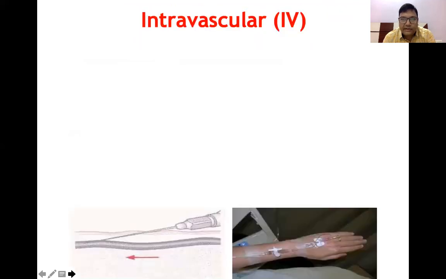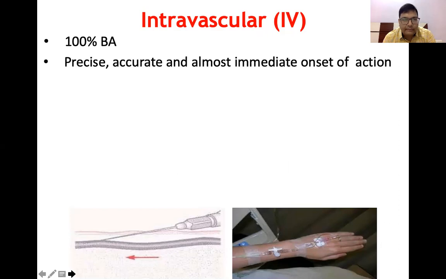So coming to the intravascular route, it is having the 100% bioavailability. That is the fraction of bioavailability, that fraction which reaches the systemic circulation directly. So since we are giving the drug directly into the vein, we are achieving 100% bioavailability. So we have a precise, accurate, and almost immediate onset of action. So for the emergency condition, this is the best route we have.